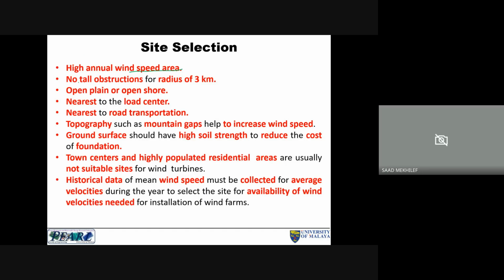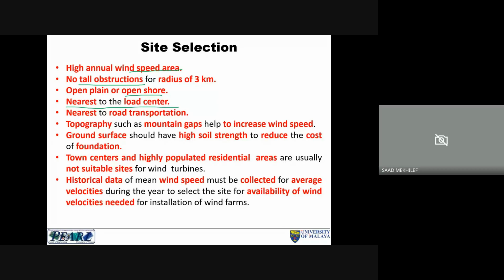Okay, no tall obstructions in front of these wind turbines, because obstructions will create two problems: first, they block the wind, and second, they create turbulence. Open plain or open shore is good. Like I mentioned just now, facing the sea or on hilly areas will be very good, and also very important is being near to the load center.